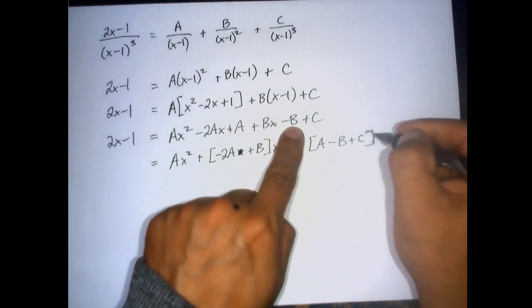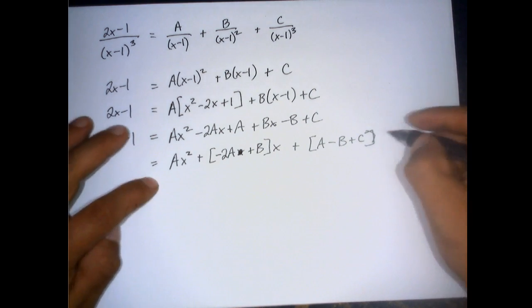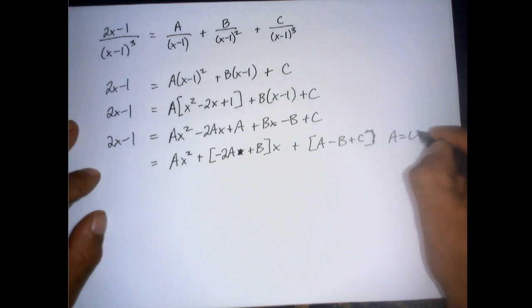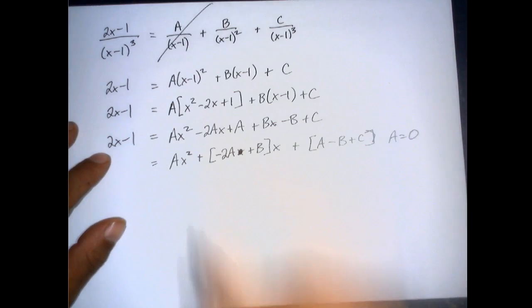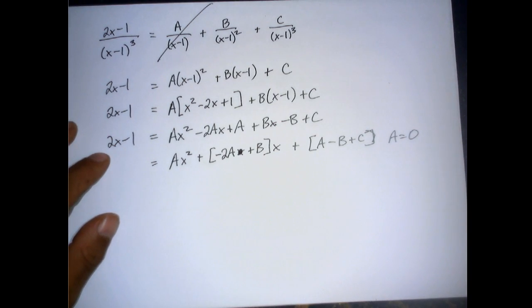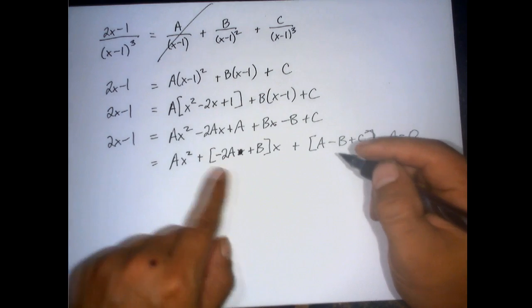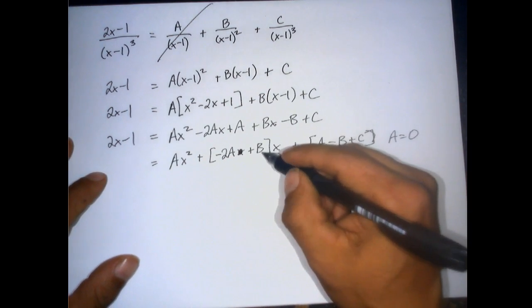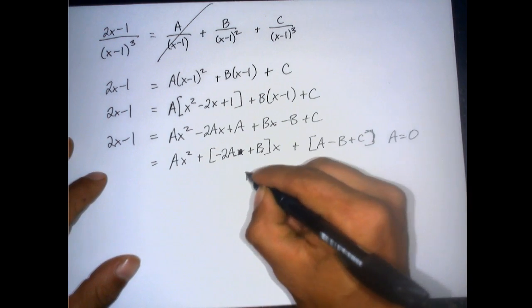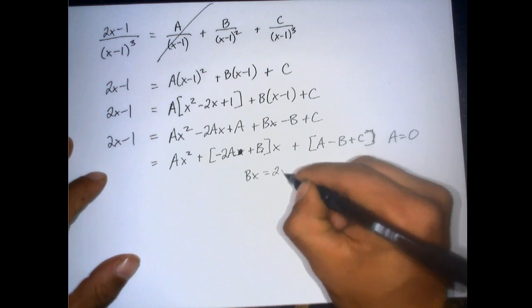A minus b plus c. Okay, we already know right off the bat a is equal to 0. This term is not in the answer. A is equal to 0. So this means that b plus 2 times 0, so bx is equal to 2x. That means b is equal to 2.